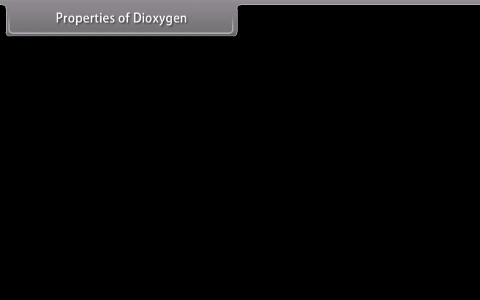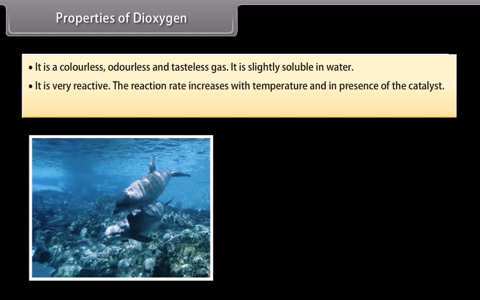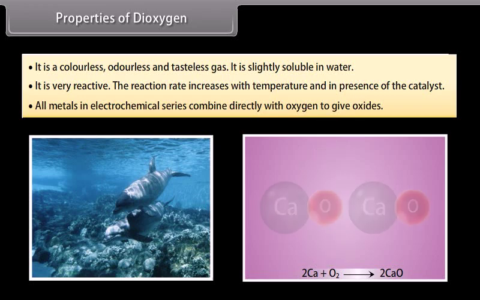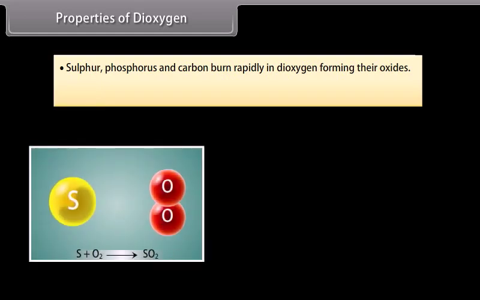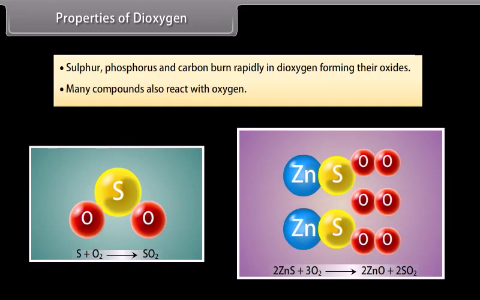Properties of dioxygen. It is a colorless, odorless, and tasteless gas. It is slightly soluble in water, which gives vital support to marine and aquatic life. It is very reactive. The reaction rate increases with temperature and in presence of a catalyst. All metals in the electrochemical series combine directly with oxygen to give oxides. Sulfur, phosphorus and carbon burn rapidly in dioxygen, forming their oxides. Many compounds also react with oxygen.